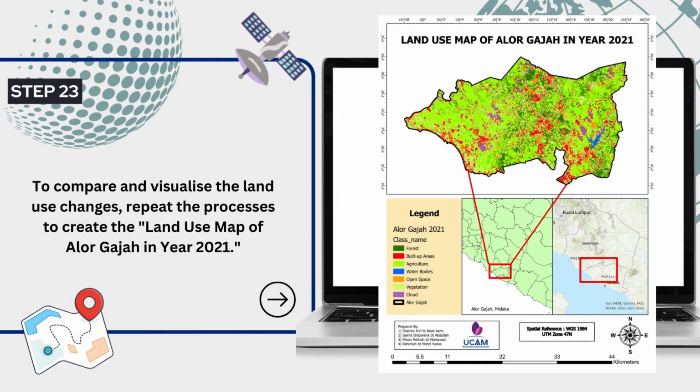To compare and visualize the land use changes, repeat the processes to create the Land Use Map of Alor Gajah in year 2021.